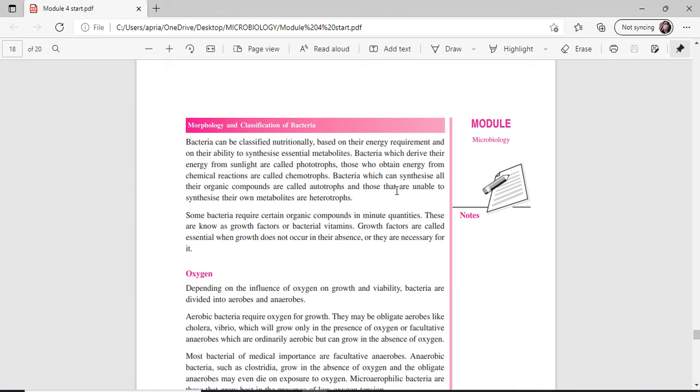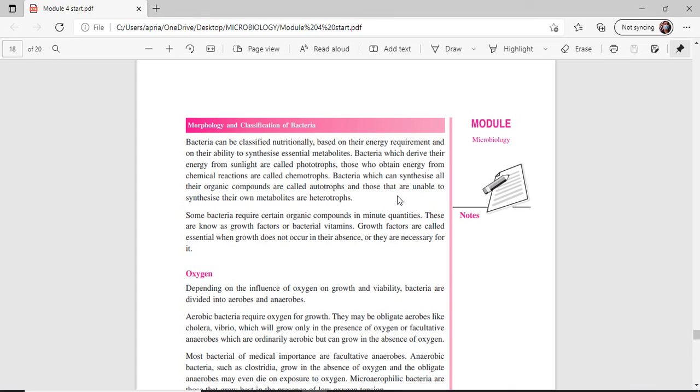Okay, your bacteria which derive their energy from the sunlight are called your phototrophs. Bacteria that depend on sunlight, it's what you call your phototrophs. Okay, those who obtain energy from chemical reactions are what you call your chemotrophs. Okay, so anong common lang nila? The trophs. Okay, if you talk about photo, you're talking about sun. When you're talking about chemo, we're talking about chemical reactions.